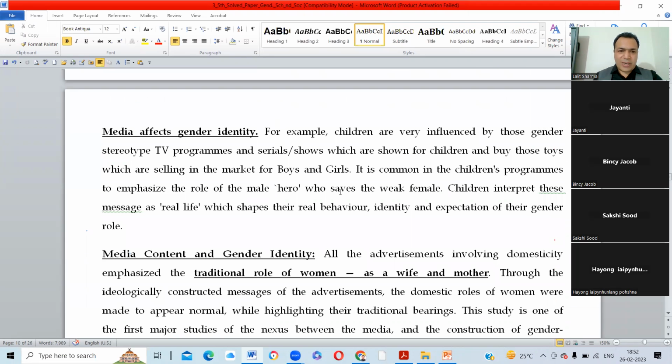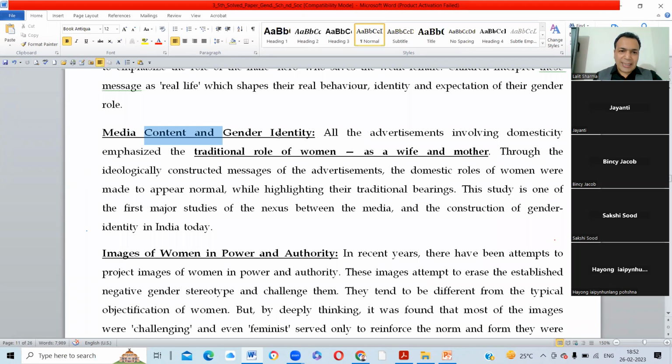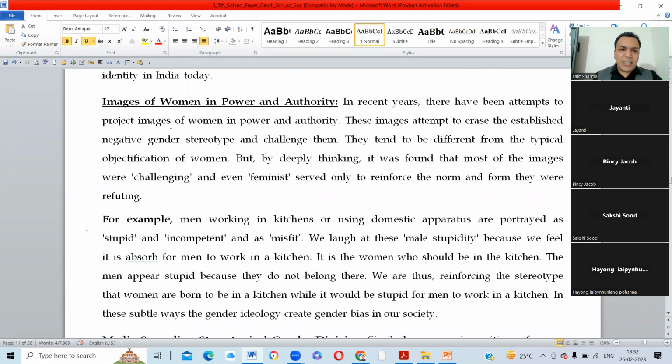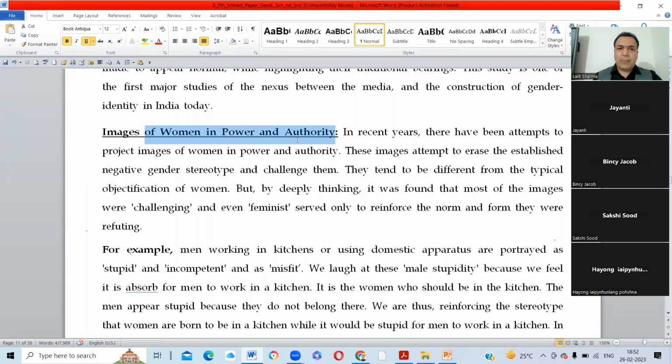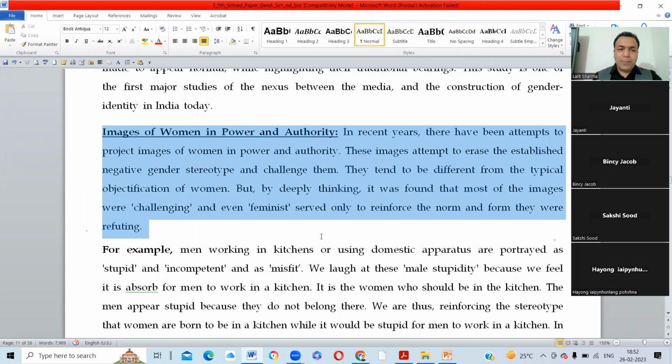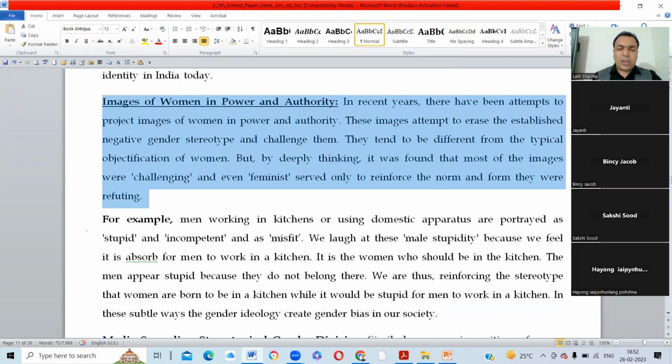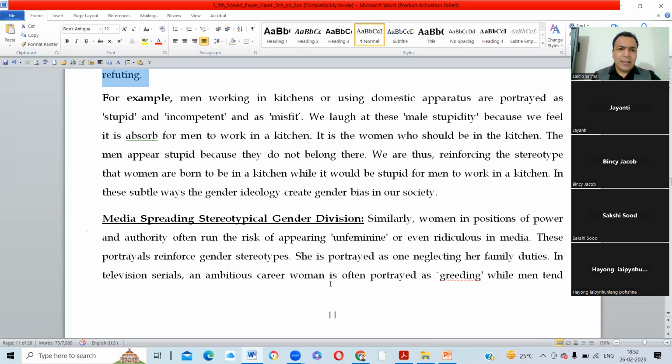So all of these points are written, okay? Media content and gender identity. Images of women in power and authority, okay? Guys, this is a very important point, you should read it. Images of women in power and authority. Even sometimes the media has shown women as a power and authority, but in a very vague way, right? Very challenging way, right?